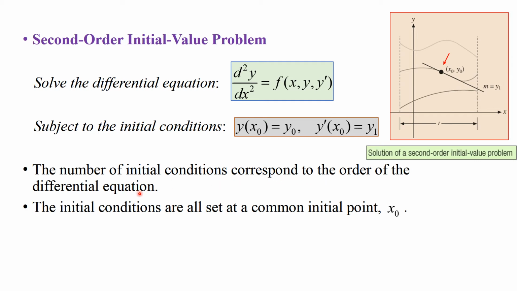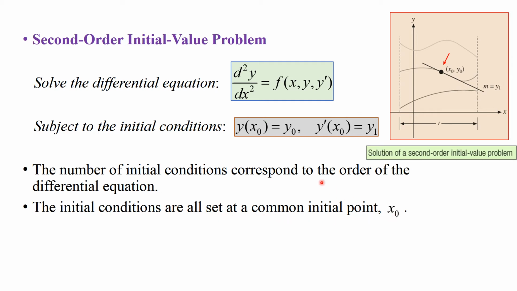That means if the differential equation is of first order, therefore for a first order IVP, there will only be one initial condition. For a second order IVP, there will be two initial conditions, and so we expect that for a third order IVP, there will be three initial conditions, y, y prime, and y double prime. And the initial conditions are all set at the common initial point x0.